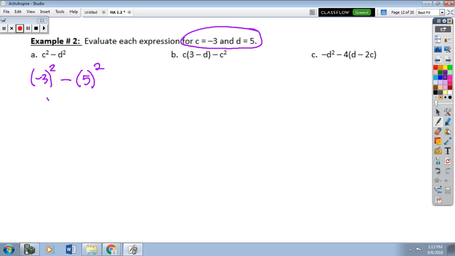So we'll square these, and then we'll subtract. We'll get negative 16. Some people think they're too good for parentheses. They can do it in their head. Please don't be one of those people.